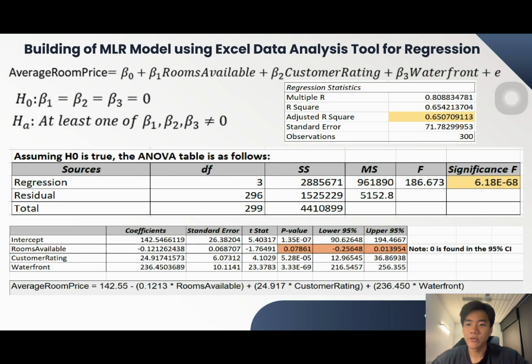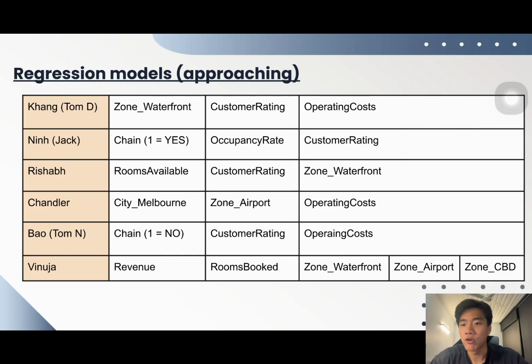Thank you, Rishabh. So let's move on to how we approach the regression models. In this step, each of us selected three variables which we believe are important to build our regression model. For Ken, he chose two numerical variables which are customer rating and operating costs, besides a categorical variable which is the tourist zone waterfront. One means yes. For Ben, he selected customer rating and occupancy rate and chain affiliation. One means yes. Richard is quite similar with Ken.